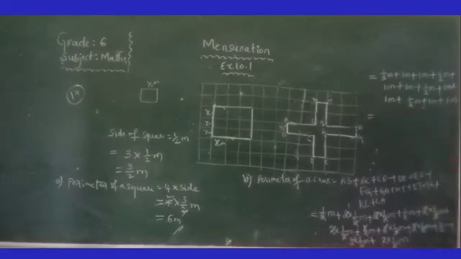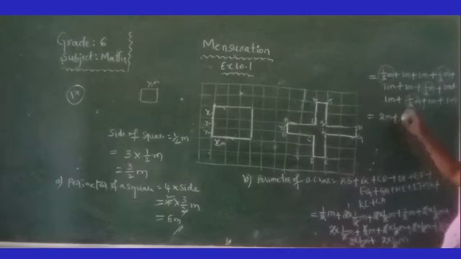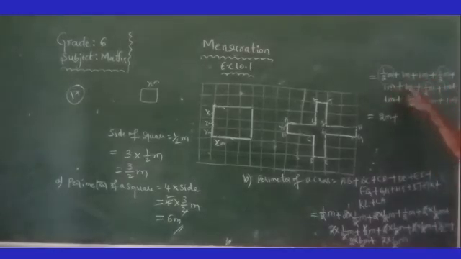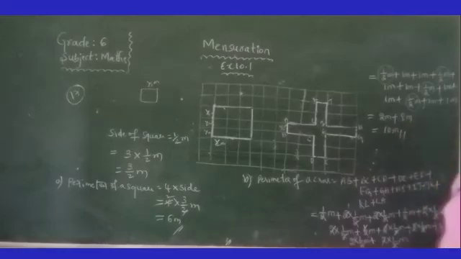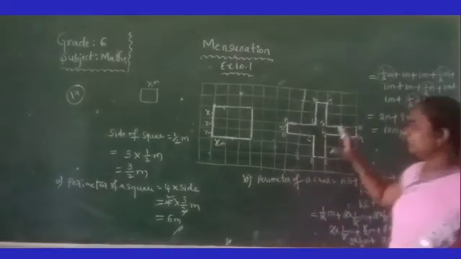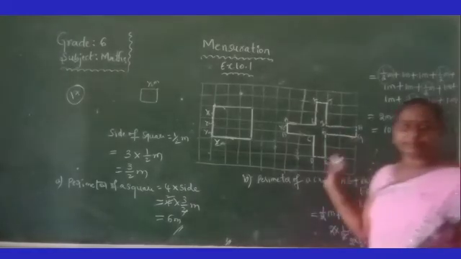Now add all the values. How many halves here? 1, 2, 3, 4. 4 halves means 2 meters. Then all the 1 meters: 1, 2, 3, 4, 5, 6, 7, 8. 8 meters. Then the total is 10 meters. Shari arranged the paving slabs like a cross, and the total perimeter is 10 meters.